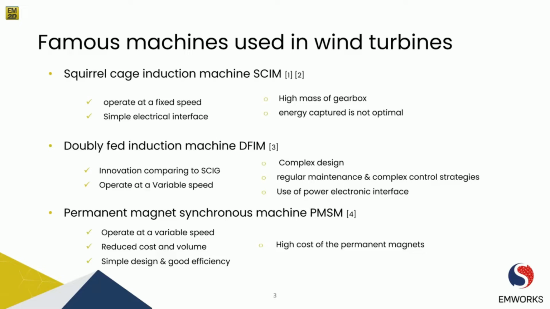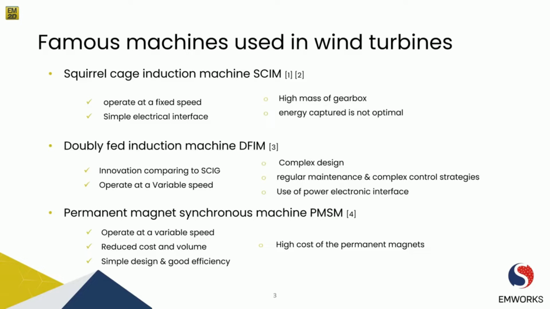And finally we have the permanent magnet synchronous generator. They operate at a variable speed with reduced cost and volume. They can be used directly or via a mechanical gearbox. The possibility of the absence of the gearbox avoids the gearbox noise problem and also reduces maintenance costs. The use of permanent magnets provides a strong magnetic field in the air gap, and that is one of the key advantages for this type of generator.